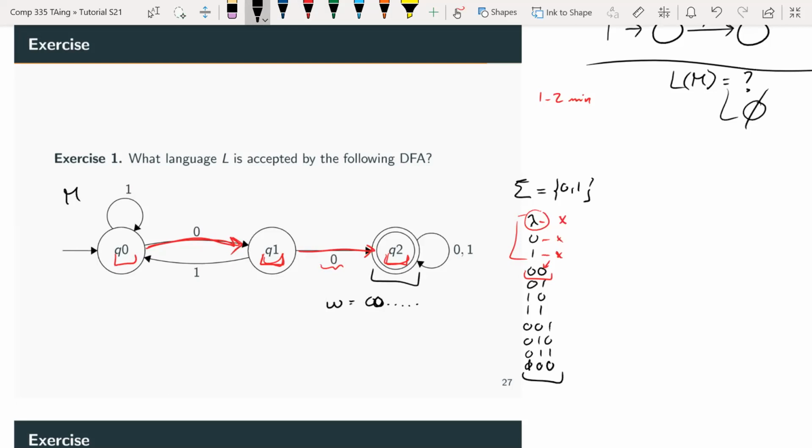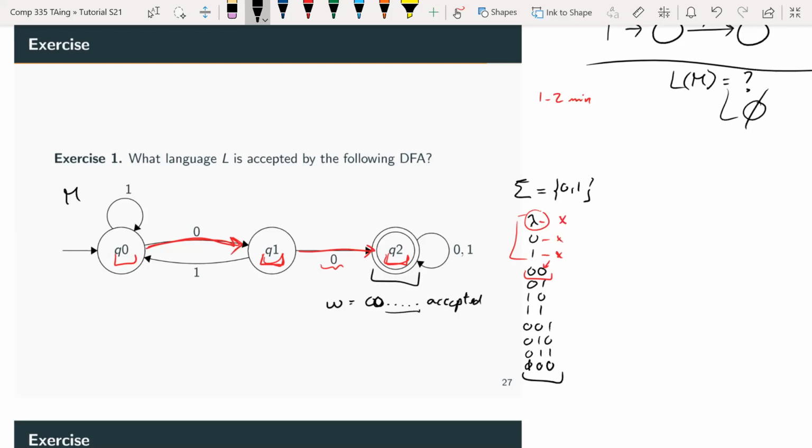And so anything that looks like 0, 0, and then anything else is going to be accepted. So is that enough? Is that enough to say, okay, it's just going to be 0, 0, and then any other string? Well, in this case, not exactly.